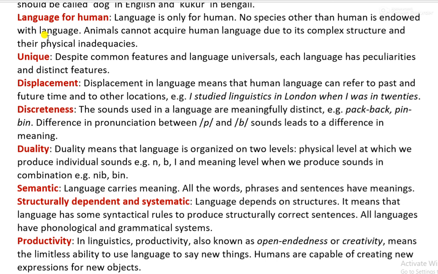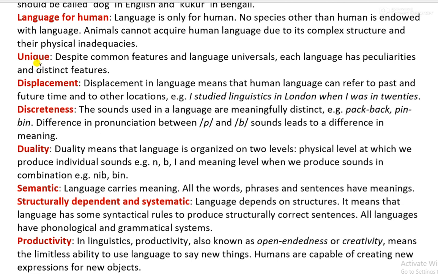So language is only for human. Besides, we see the animal cannot acquire human language because they don't have the brain required for learning or acquiring a language. Moreover, their physical inadequacies are the bars to acquire a language. So, language is only for human, not for any other animal.